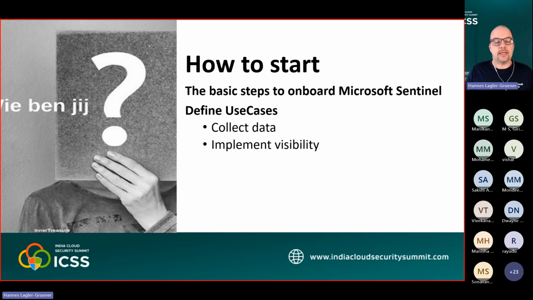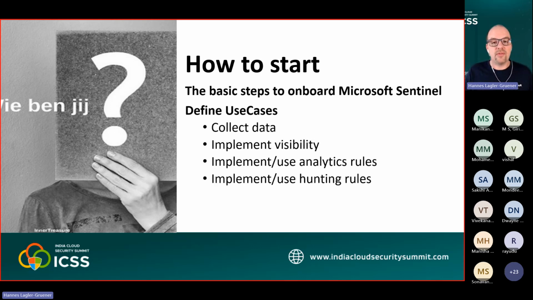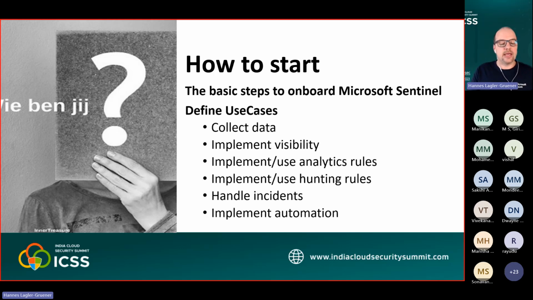Then you go ahead and implement visibility. So you have your data in your system and you want to implement visibility. How can you do this? Then you go ahead and implement use cases, the analytics rules for your use cases. Then you can also implement hunting rules. And at the end, you can handle your incidents and implement automation. So these are the normal steps to implement Microsoft Sentinel. And we cover this now a little bit more in detail.